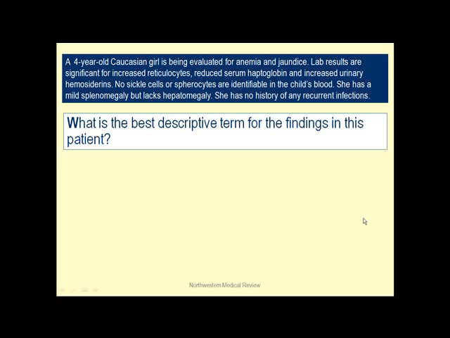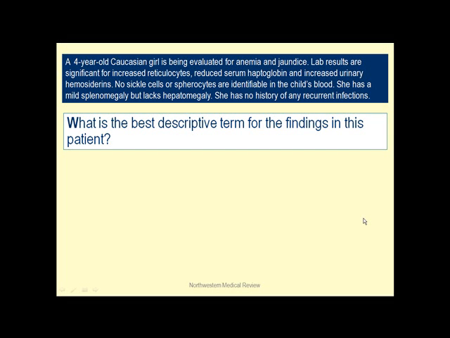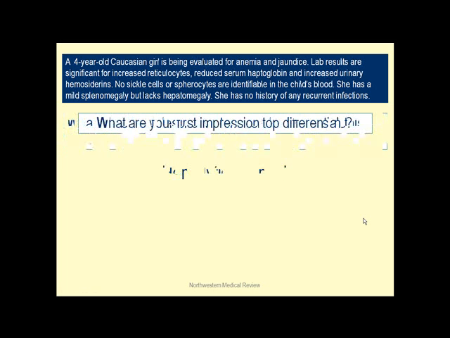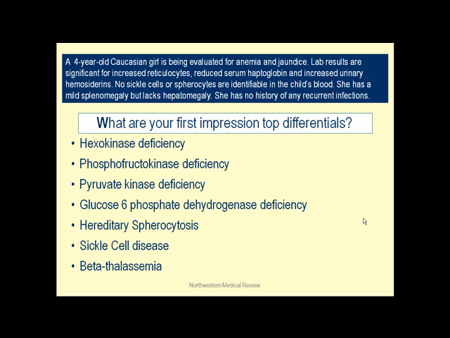Let me ask you the first question. What is the best descriptive term for the findings in this child? Anemia, jaundice, reduced haptoglobin, increased reticulocytic index. The best descriptive term is hemolytic anemia. This is a good description for hemolytic anemia. So what are your first impression top differentials? First impression top differential, based on the age of the patient, include many genetic defects.